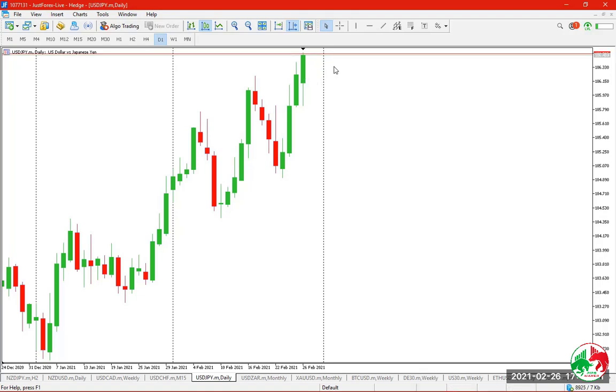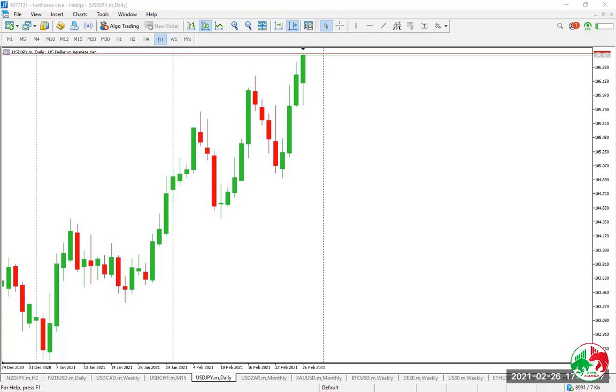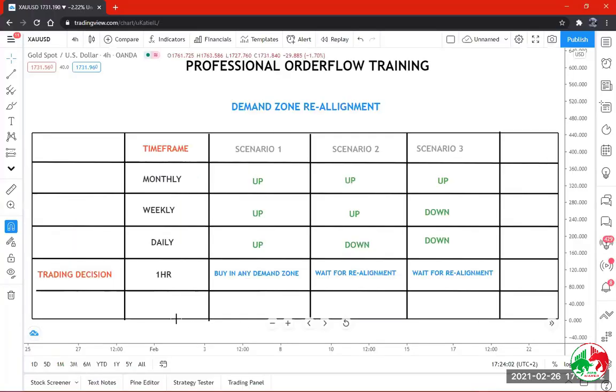All right. No problem. It simply means you wait for realignment. Wait for the daily to be in line with these 2 time frames. Okay. Clear? Yeah, yeah. Understood. Okay. So the ideal scenario is scenario 1. These 2 scenarios are just for educational purposes, just so you don't make mistakes in future.